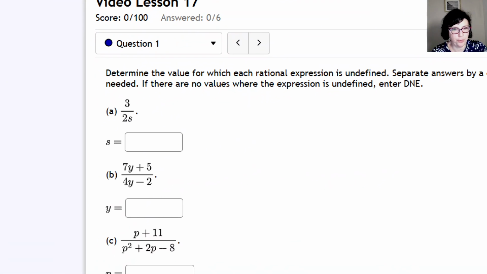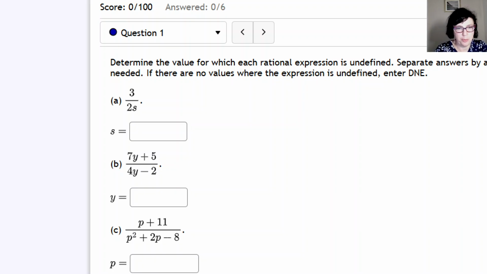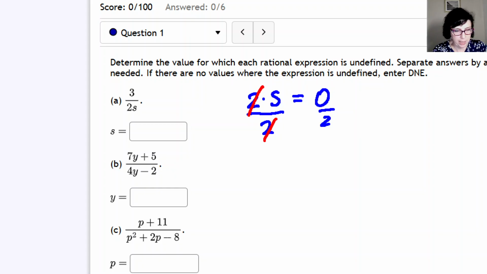Let's take a look at the first example. Here the bottom is 2s. So we're just going to say, okay, 2s equal to 0. When does that happen? Well, remember this is multiplication, so we can go ahead and divide by 2, which is going to cancel it. And then 0 divided by 2 is just 0. What that means is s equals 0 is when it's undefined. That's going to go over here.